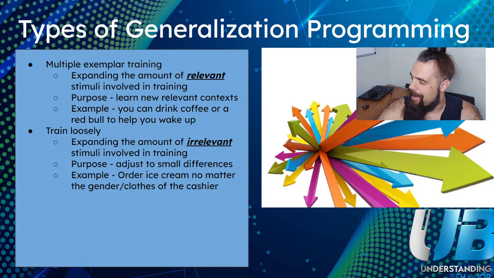Yeah, so casting different colors of the same hue. I think that would be multiple exemplar training, since those are all relevant stimuli for green. Like an awkward green here, it's an olive green, but I still call it green. So we would want to include that in the multiple exemplar training. It would be making it a relevant stimulus.